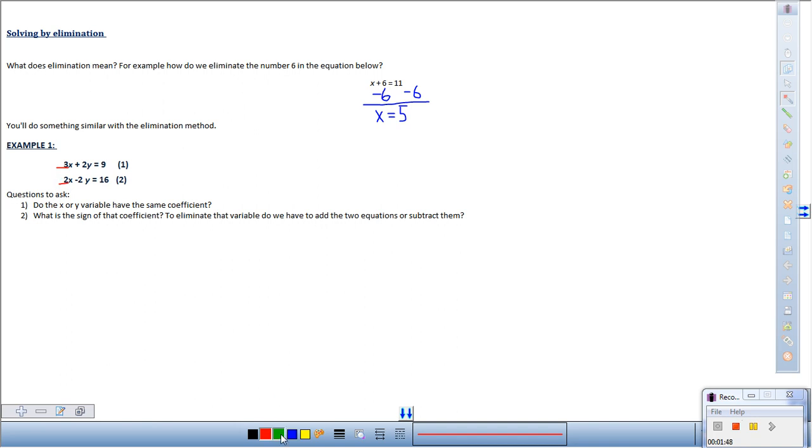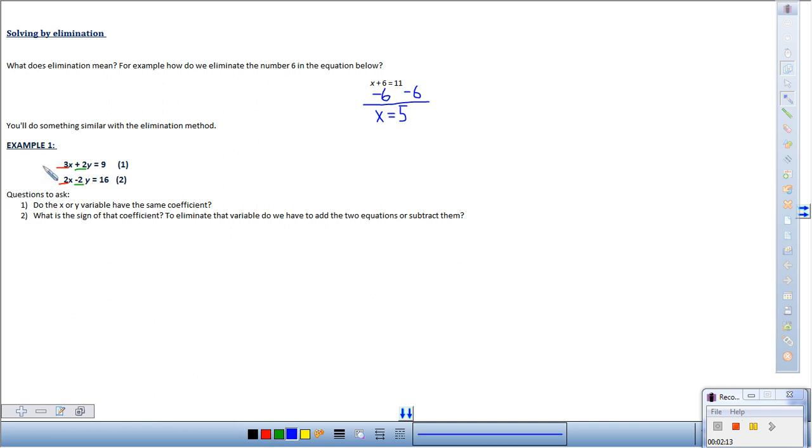Let's look now at y. The coefficient for y is positive 2, and the coefficient for y in that second equation is negative 2. If I would add the two equations, I would get positive 2y plus negative 2y, which is a 0. And effectively, I eliminate that y variable. So let's see what happens.